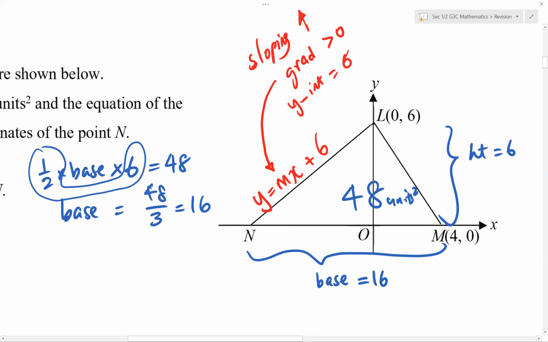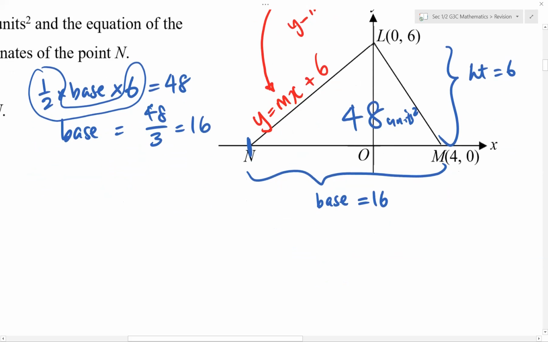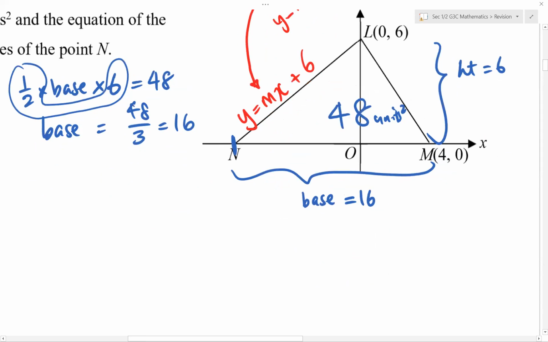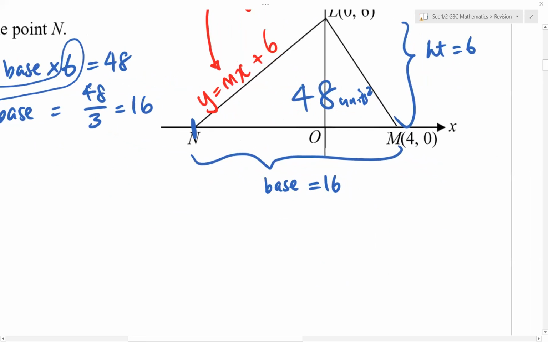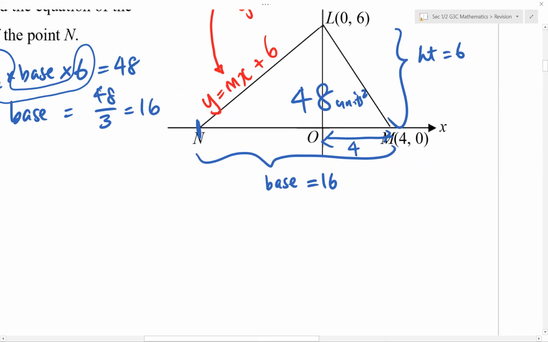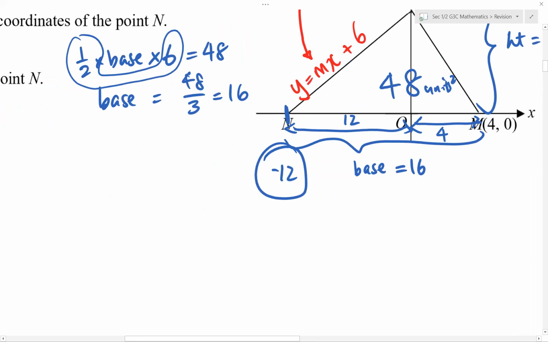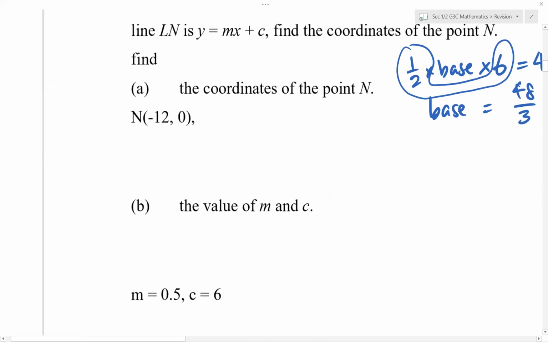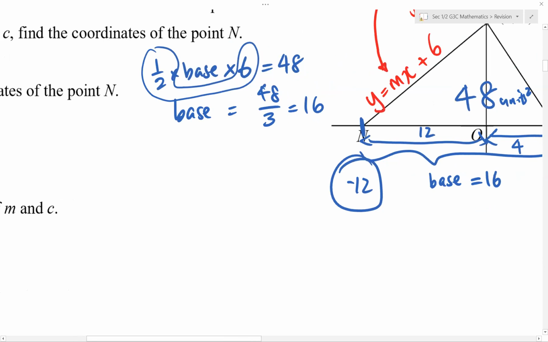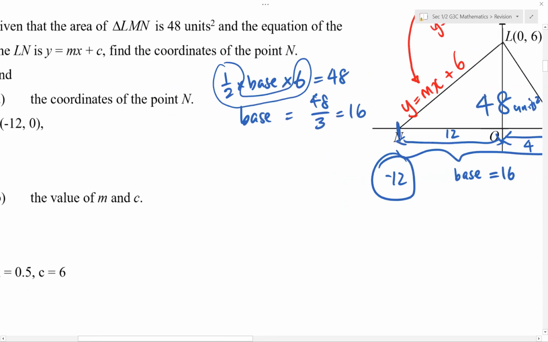Well, if the base is 16, then what must be this x value? These are things that you can find out, isn't it? So 2 ways to do it. Either use algebra or you just use a bit of logic. Here got 4 units, right? 4 units. Then this one must be 12 units. Use 12 units to the other direction, we get negative 12. We have the x coordinate already. Is that what they want? Yeah, negative 12, 0.